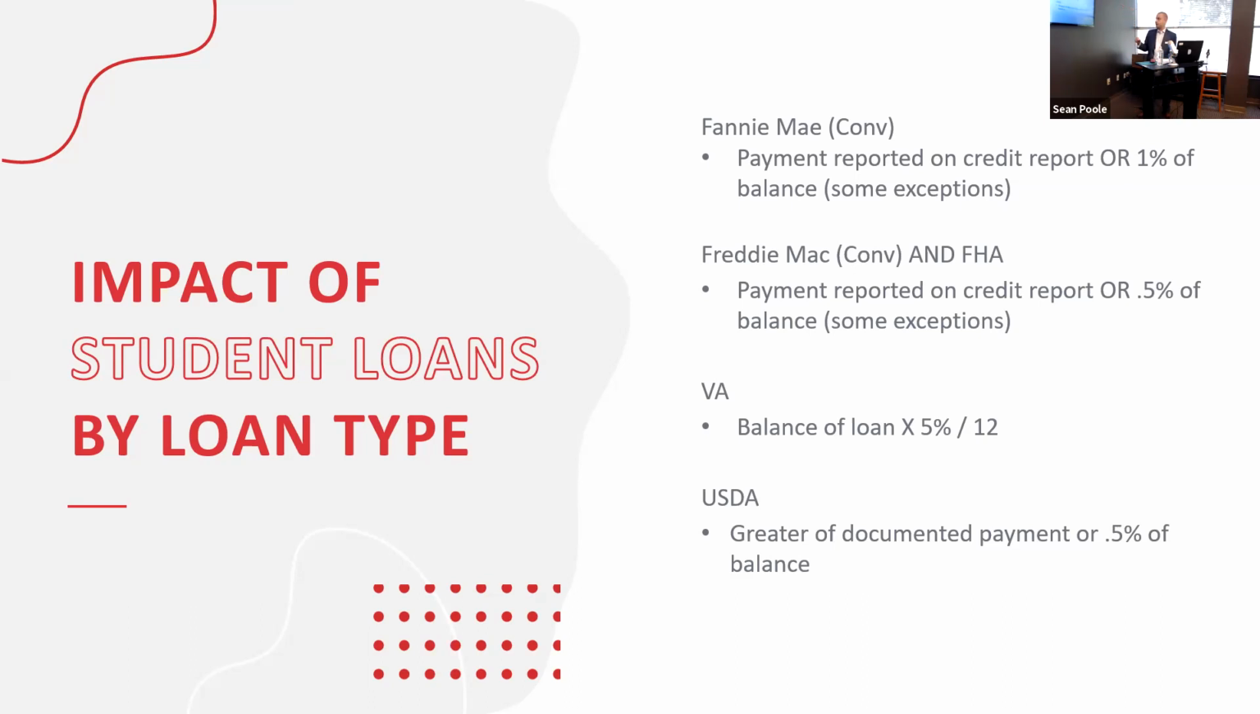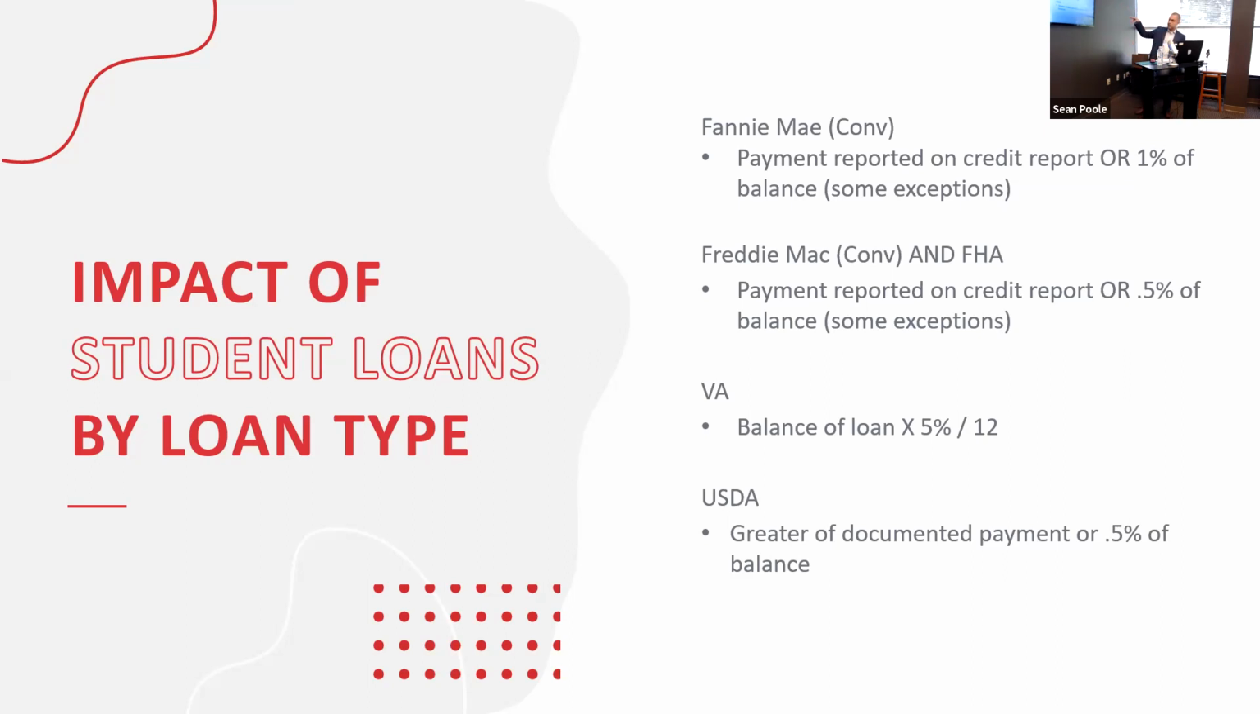VA has a different calculation. They do 5% of the total balance divided by 12. It's a little bit lower than what you would count for the other ones. And USDA is the greater of what's on the credit report or the documented payment, or 0.5% of the balance.